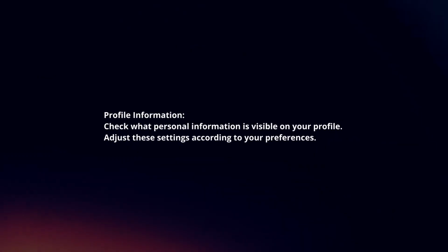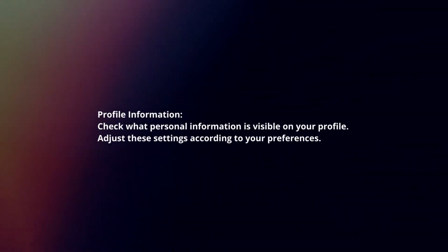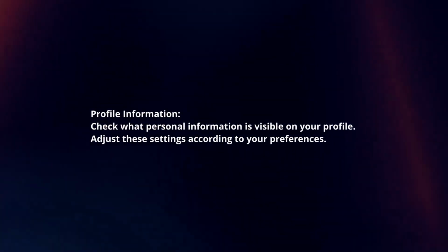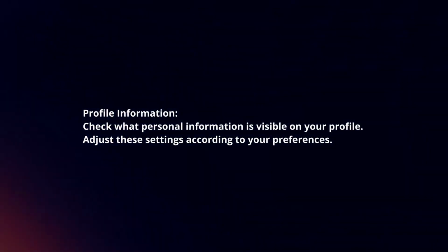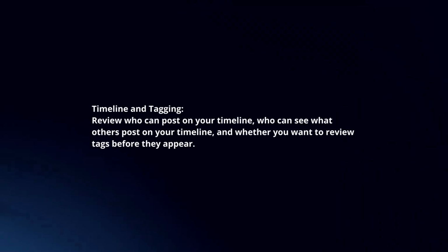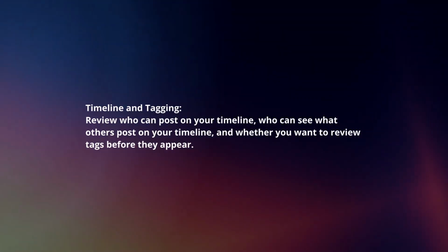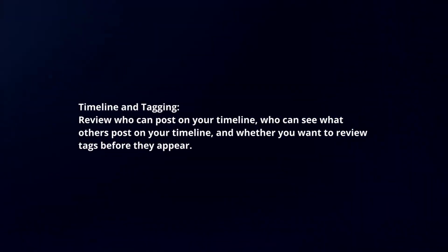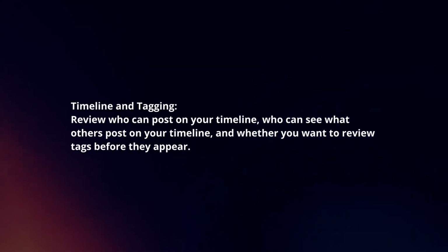Profile information. Check what personal information is visible on your profile. Adjust these settings according to your preferences. Timeline and tagging. Review who can post on your timeline, who can see what others post on your timeline, and whether you want to review tags before they appear.